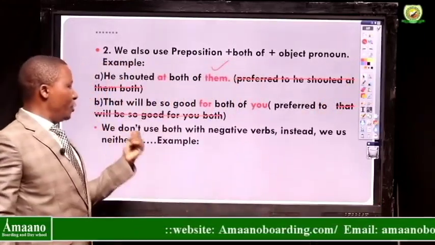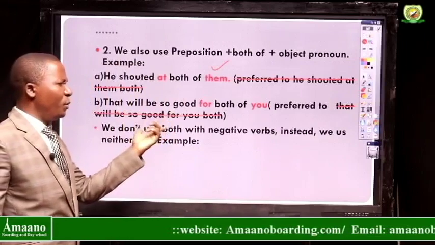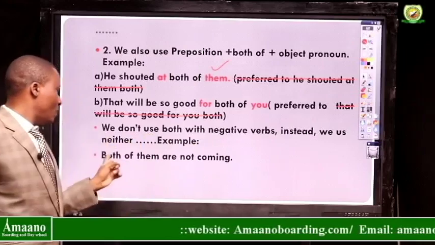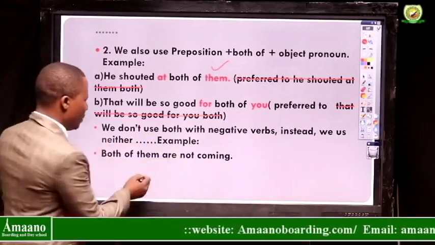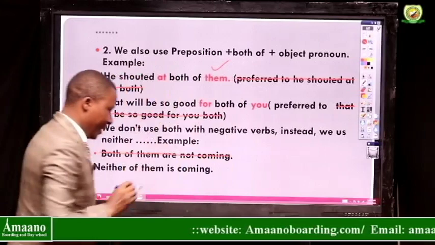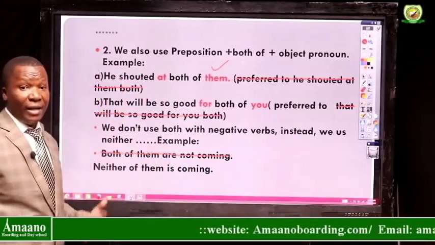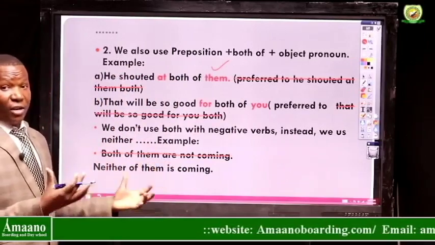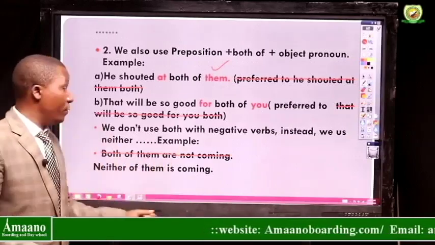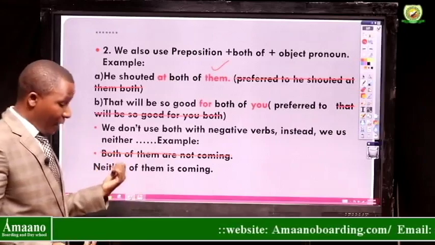Next. We don't use both with negative verbs. Instead, we use what? The word is there? Neither. Look at this here. Both of them are not coming. No, we're not supposed to say it like that. Instead of using both of, use neither of them is coming. Neither of them is coming. Of course, now we are just trying to correct some of the mistakes that you normally make when you're talking. So as much as we're learning about both of, don't use it with negative. If it's negative, then use neither of them is coming.